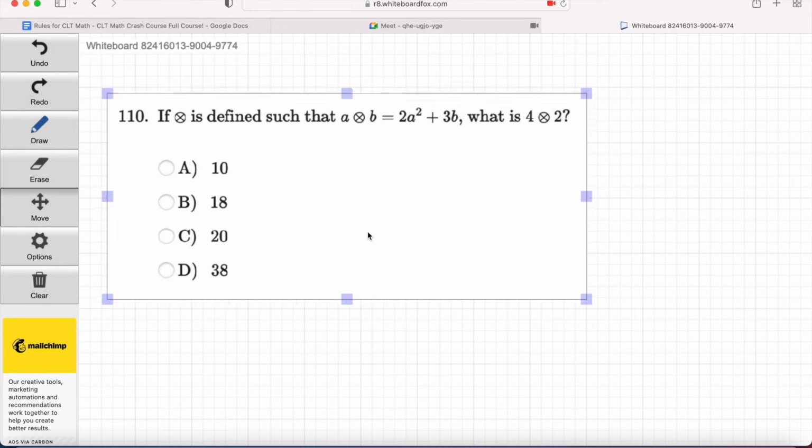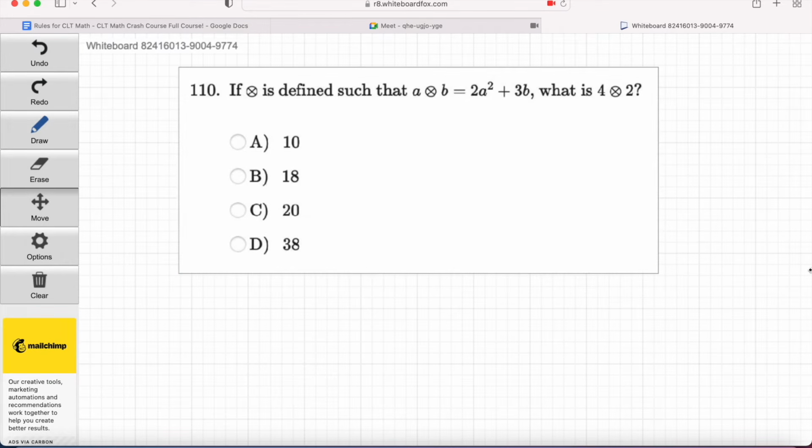Some get a little more complicated. This one's pretty easy. Go to read number 110 for us, please. If weird symbol is defined such that a weird symbol b equals 2a squared plus 3b, what is 4 weird symbol 2? There you go. You know what to do here.